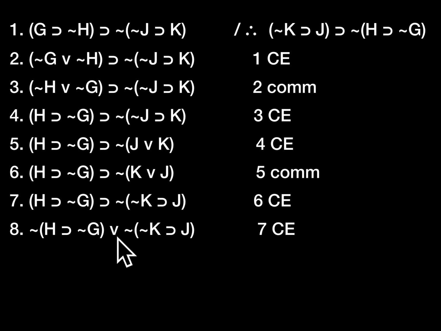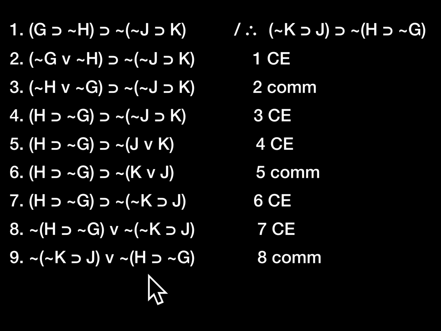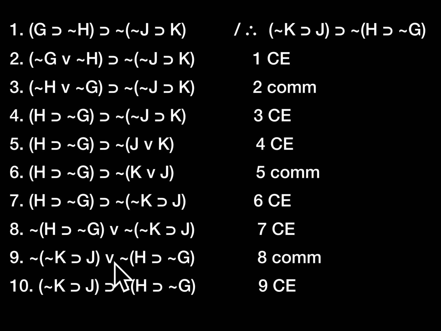Okay. Next, I'm going to swap the order. So this disjunct is going to go on the right. This disjunct is going to go on the left. Now I'm going to do conditional exchange again. I'm going to turn this disjunction into a conditional. And I have to negate the first component when I do that. So wedge becomes a horseshoe, and I negate the first component by removing one tilde this time. And you can see that now I'm finished because I have antecedent if not K then J, then consequent negation of if H then not G.